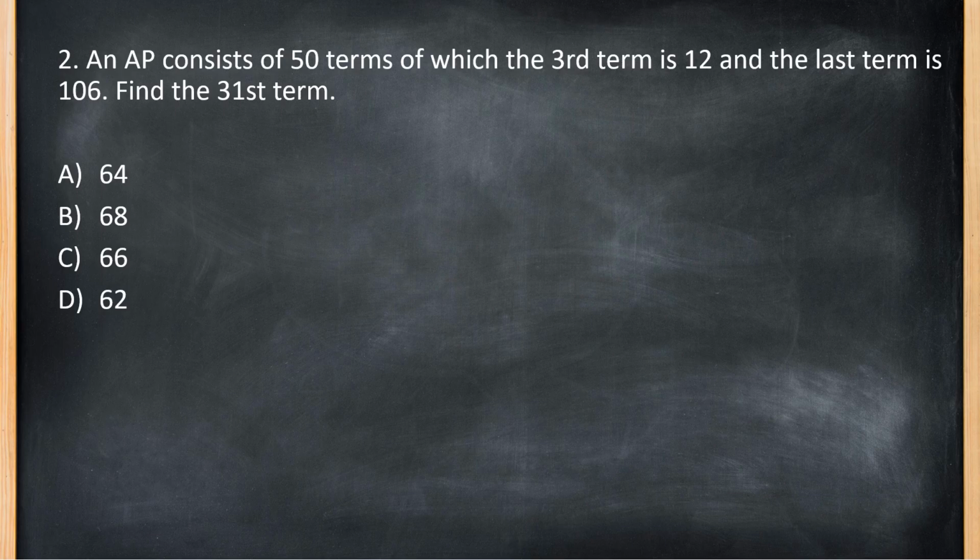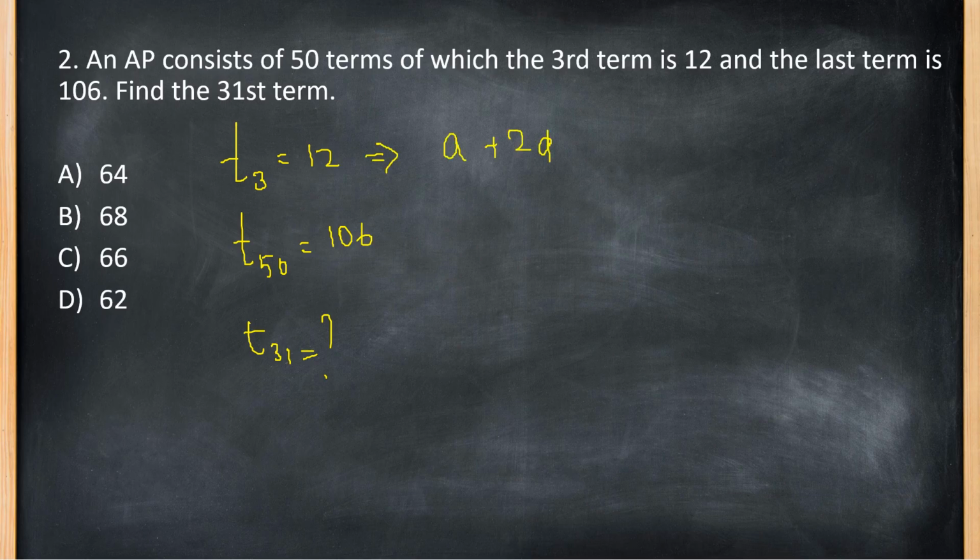The next question is here: an arithmetic progression consists of 50 terms, of which the third term is 12 and the last term is 106. Since it is 50 terms and it is given as the last term, naturally T50 is 106 and I'm supposed to find T31. So let's put it out easily. T3 is given by a plus 2d, a plus n minus 1 into d, 3 minus 1, 2d is 12. That's my equation 1. And here it is a plus 49d is 106 and this is equation 2.